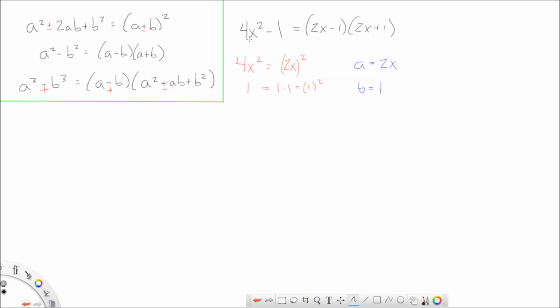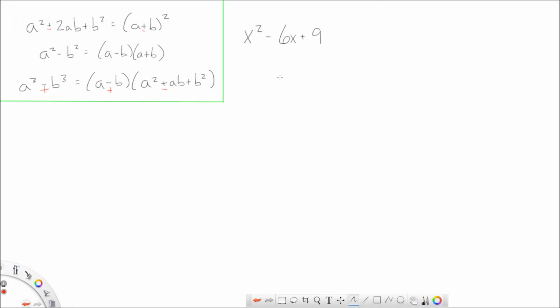Again, just find the thing you square to get the first term and the thing you square to get the second term, and do a minus b times a plus b. So now on to the next example.